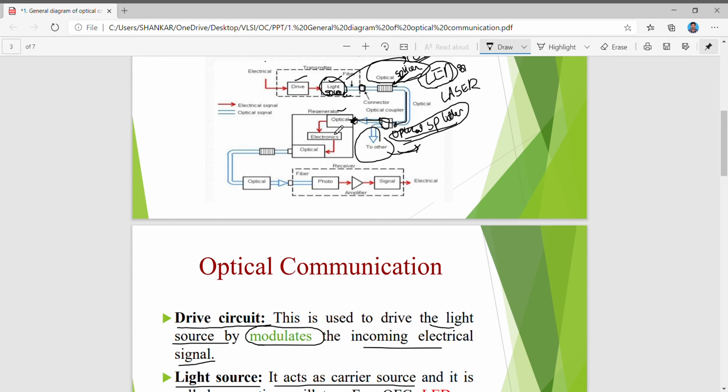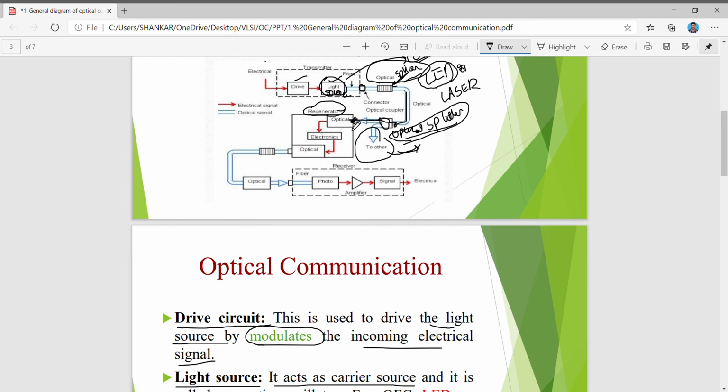Okay, and coming to the regenerator here. This regenerator circuit is used to retime and reshape the original signal, in order to provide the original signal. In this regenerator block, this part is called the optical receiver block. What is the incoming signal for the optical receiver? We have the light signal.